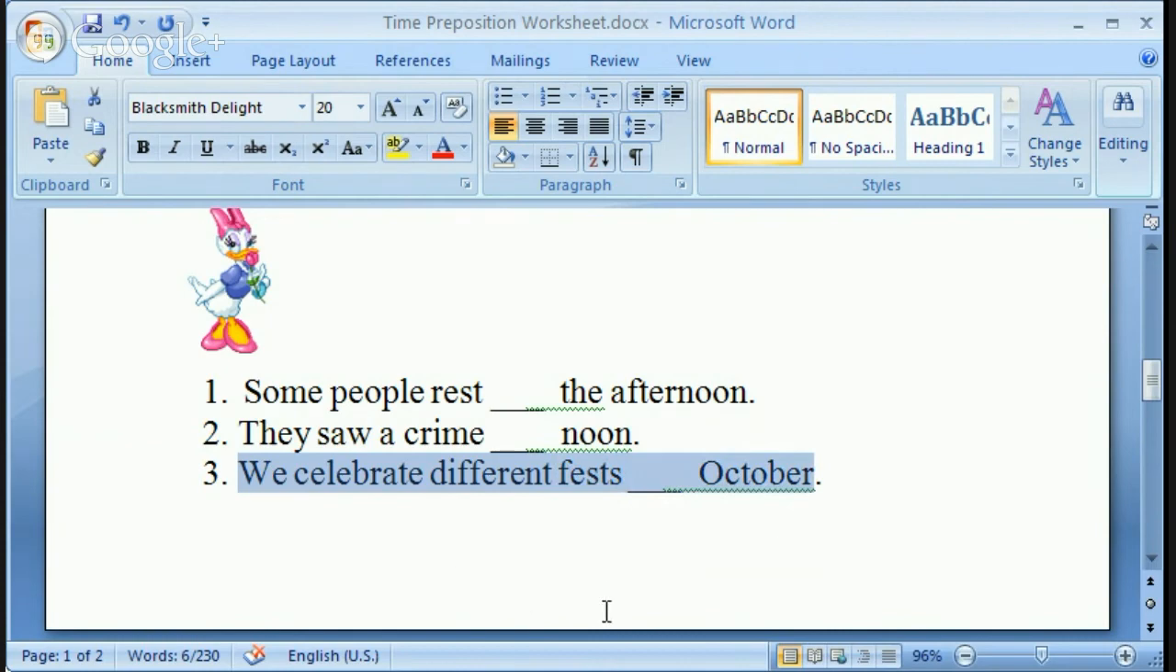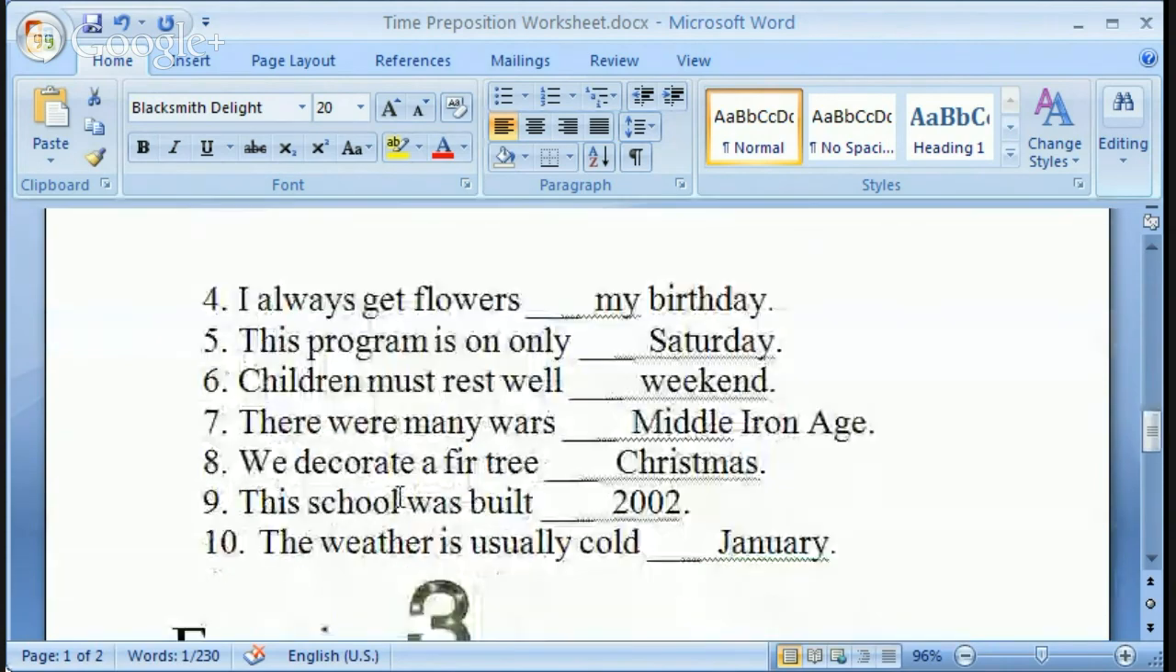Max? We celebrate different fests in October. Very good. Fests is kind of short, really festival. Reduced speech for festival. Thank you. That's correct. Very good.